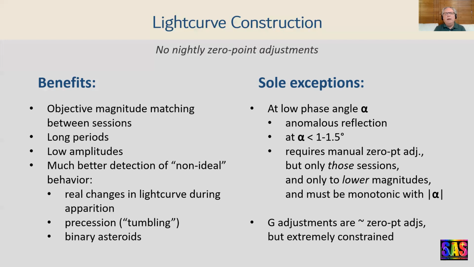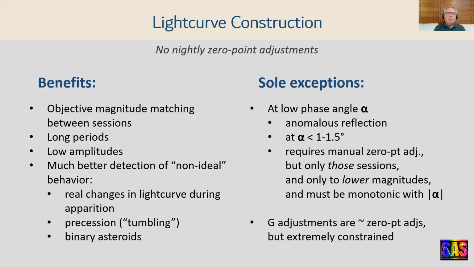It does require a manual 0-point adjustment, but highly constrained: only to those sessions, only to lower magnitudes, brighter observed magnitude, and it must be monotonic with the absolute value of alpha, and again, only at small phase angles. So it's not a terrible exception, but it needs to be kept in mind for some asteroids.